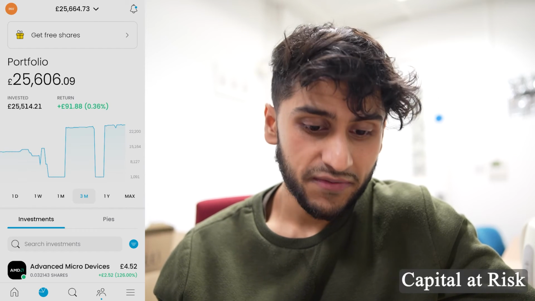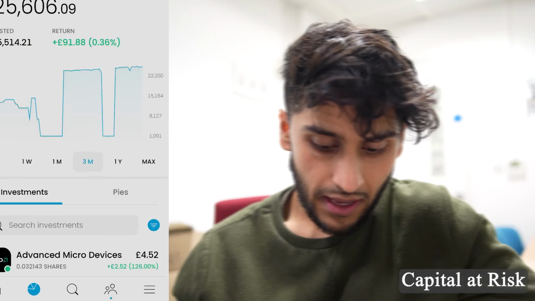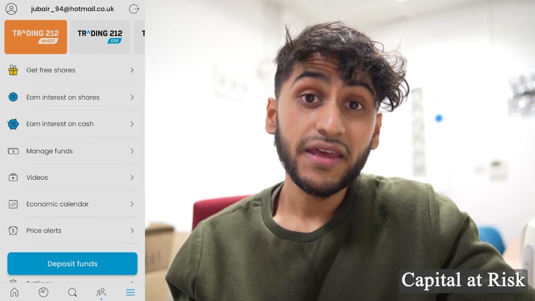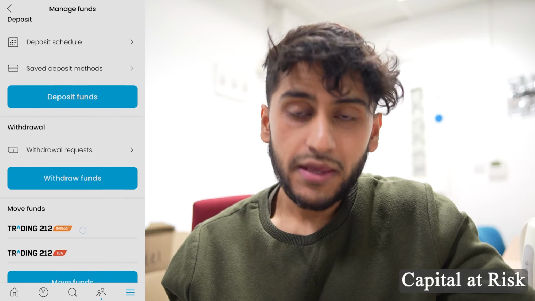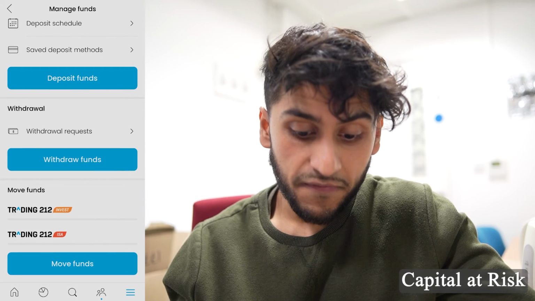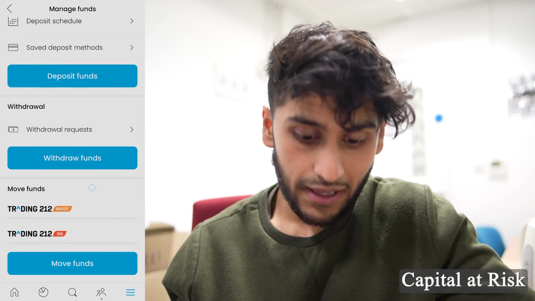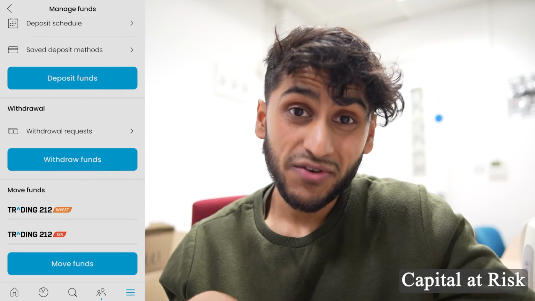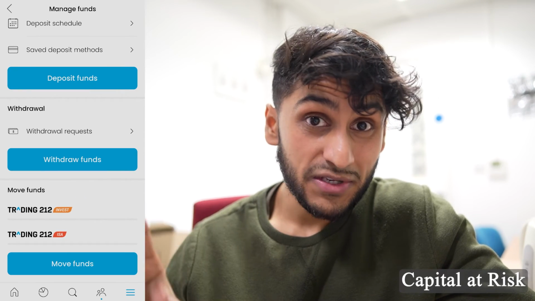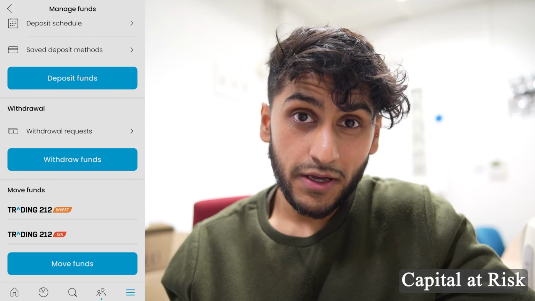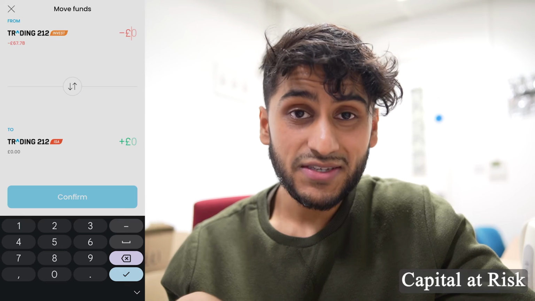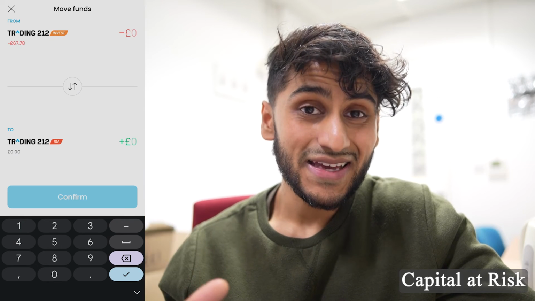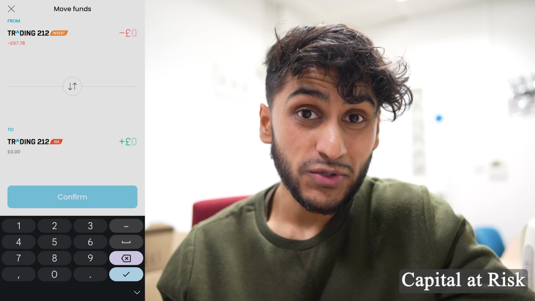Now, if I do want to transfer this money, I can't do it right now. I press the 3 arrows button here, and then you want to go over to this menu item here called Manage Funds. Now here at the bottom, you can see that you can move funds from your Trading 212 Invest account into your Trading 212 ISA account, and the CFD account doesn't come into play here. Now, if I press on Move Funds, you can see that I can move between my Invest account to my Trading 212 ISA account.